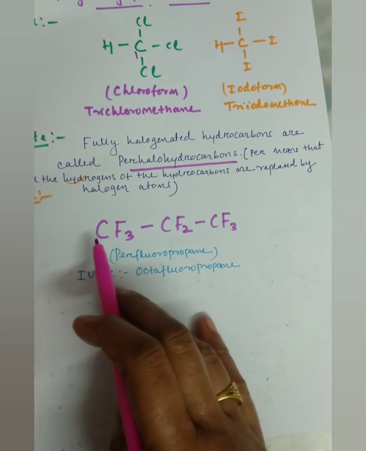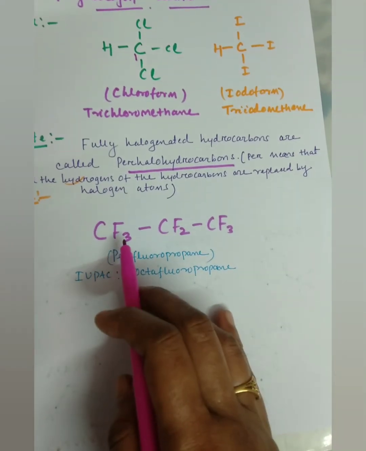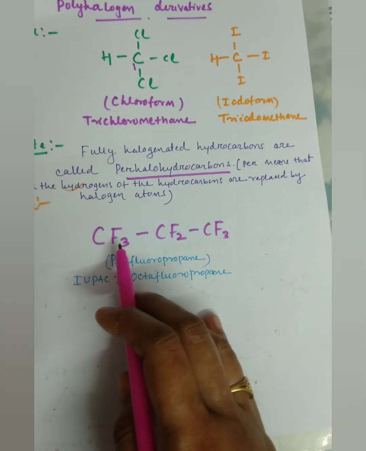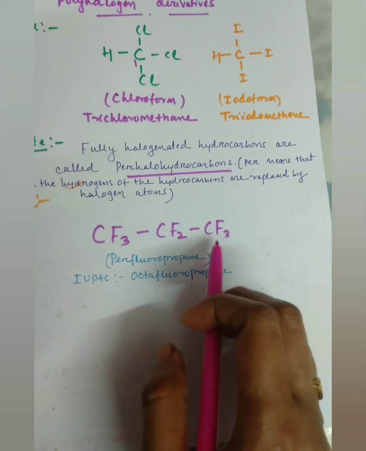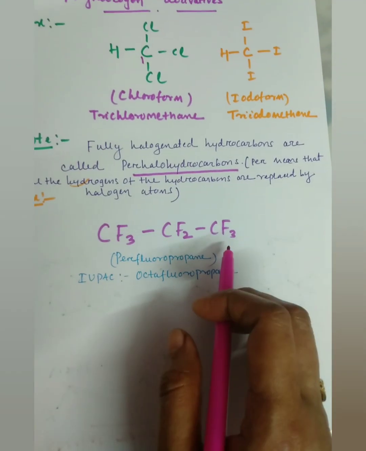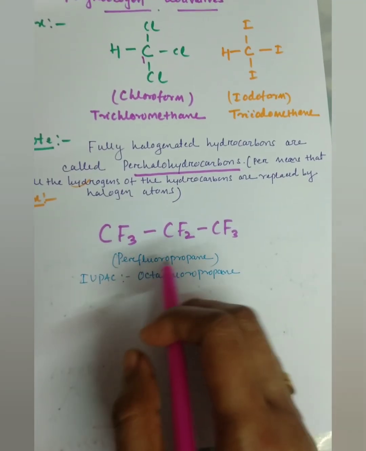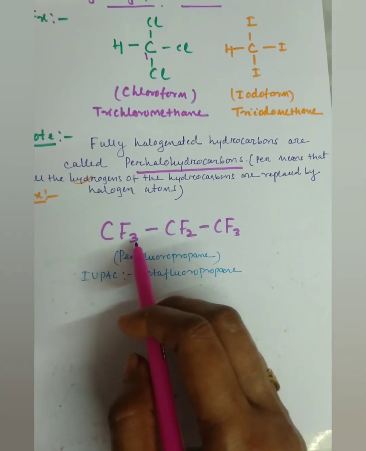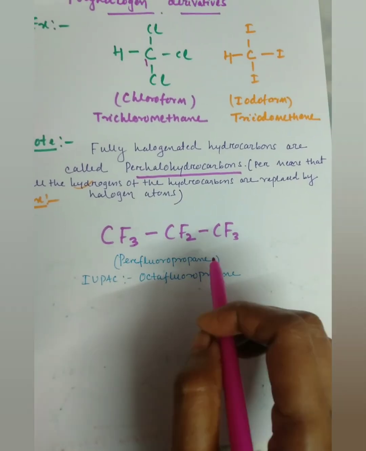Suppose take one example. If I write propane, what will you write? It is CH3, CH2, CH3. If you replace all the hydrogen atoms by halogen atoms, suppose you take the halogen fluoro. Here in place of H3 we replaced F, here in place of H2 we replaced F, and here also H3 replaced by F. So CF3, CF2, CF3. This is a fully halogenated hydrocarbon, and what is the common name of this compound? This is perfluoropropane, because 3 carbon atoms are there. And what is the IUPAC name of this compound? How many fluorine atoms are there? 3, 3, 6 to 8. So you can write octafluoropropane. This is the IUPAC name, and this is the common name.